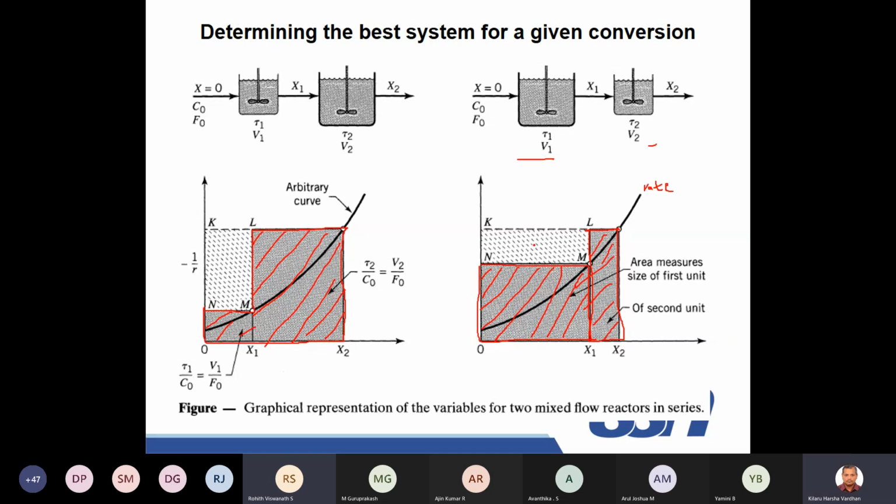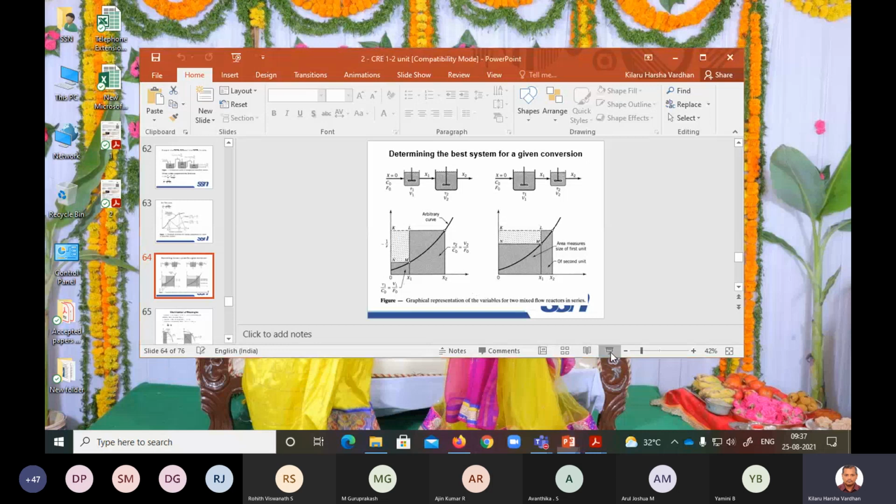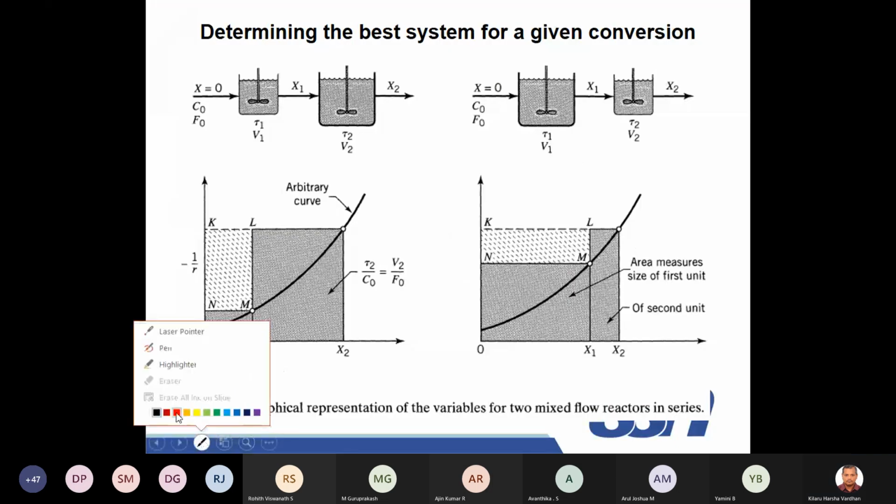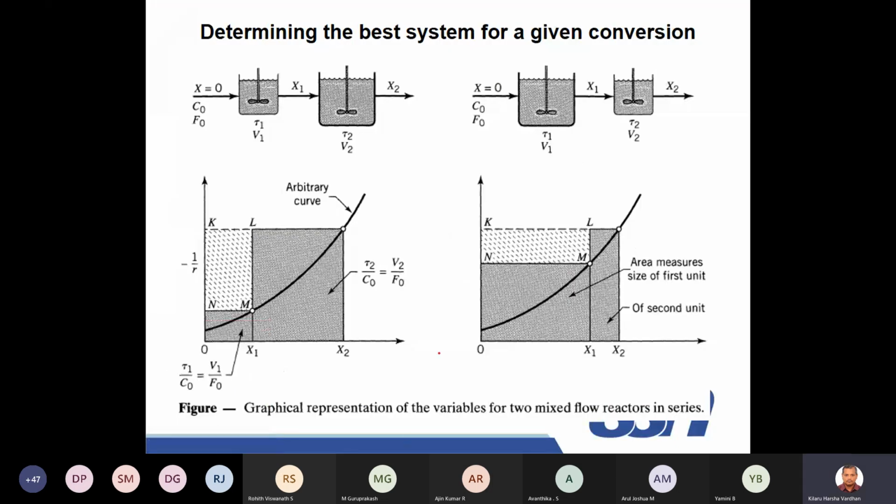Can we do it one more way? It depends on the area. Whichever area is small, that is good, right? So how to find that? What we do is, this is X2, right? I'll just remove this thing. Let me remove it so that I can come again. Yeah, now it is removed, right?